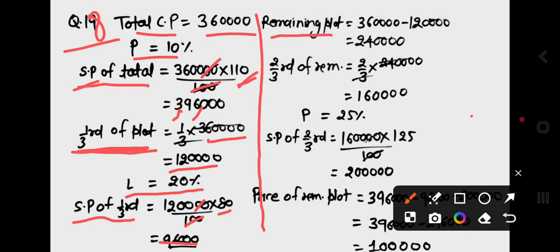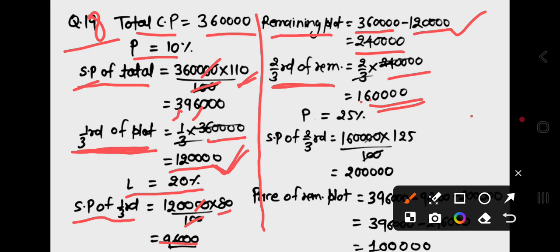Now let's proceed. Remaining plot. Find the CP of the remaining plot. Total CP is 3,60,000 minus CP of 1/3 of plot. Here we have found it, 1,20,000. So minus 1,20,000, it will come 2,40,000. Okay. So 2/3 of the remaining plot. So 2,40,000 into 2/3. So it will come 1,60,000.